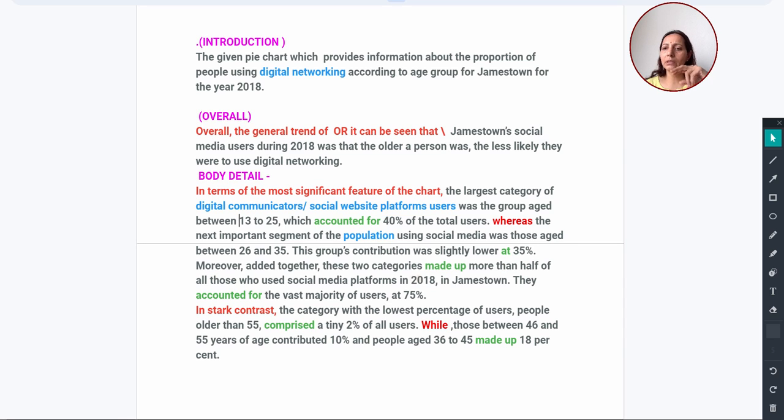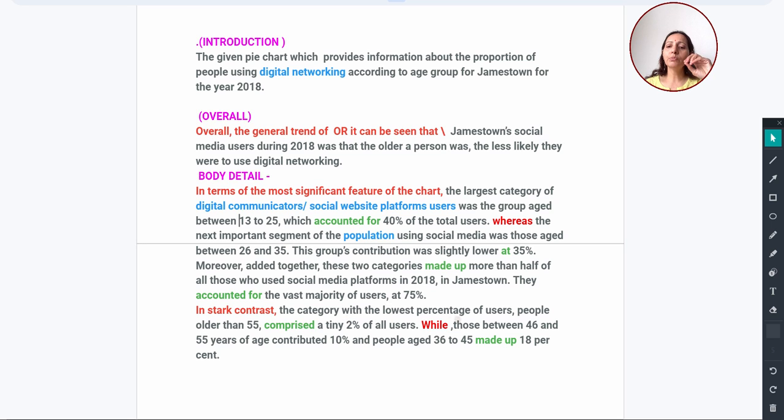Moreover, added together, these two categories made up more than half of all those who use social media platforms in 2018 in Jamestown. They accounted for the vast majority of users, 75%. So with two categories, how they have made a full paragraph. Okay. So next is in stark contrast, or on the other hand, or furthermore, anything you can start the paragraph with. But we are using stark contrast, means here it was majority and here it is minority.